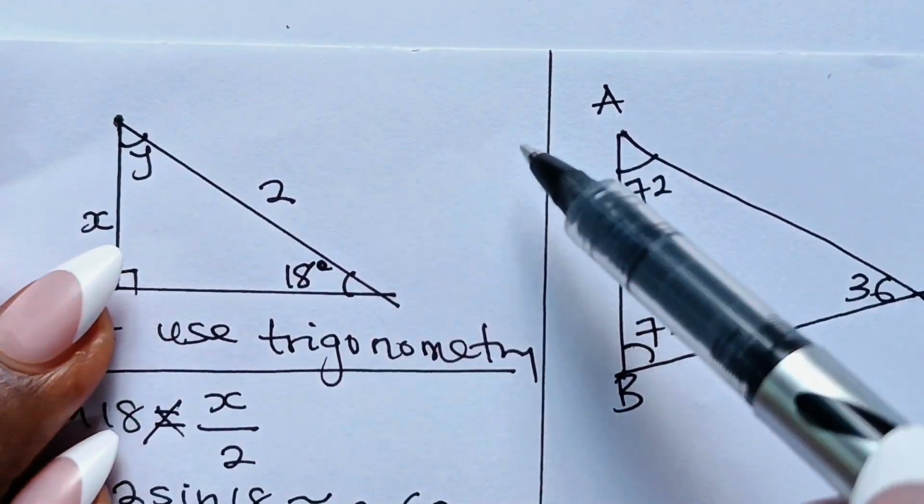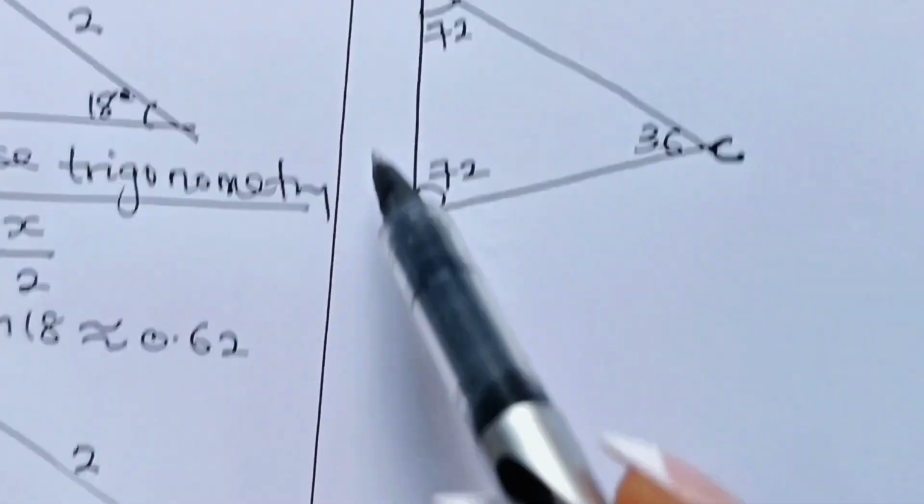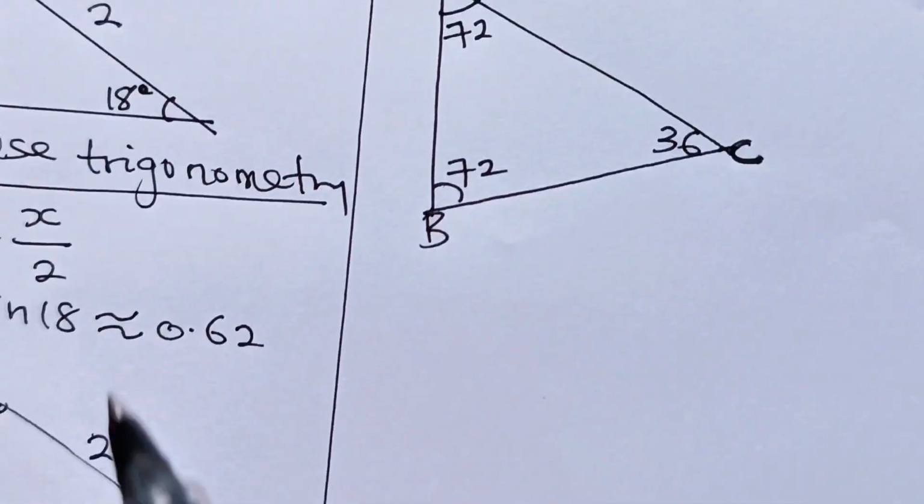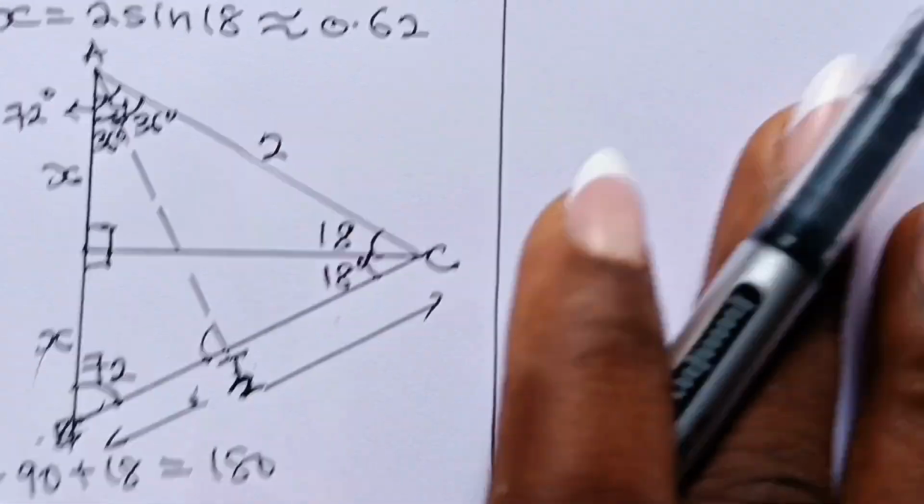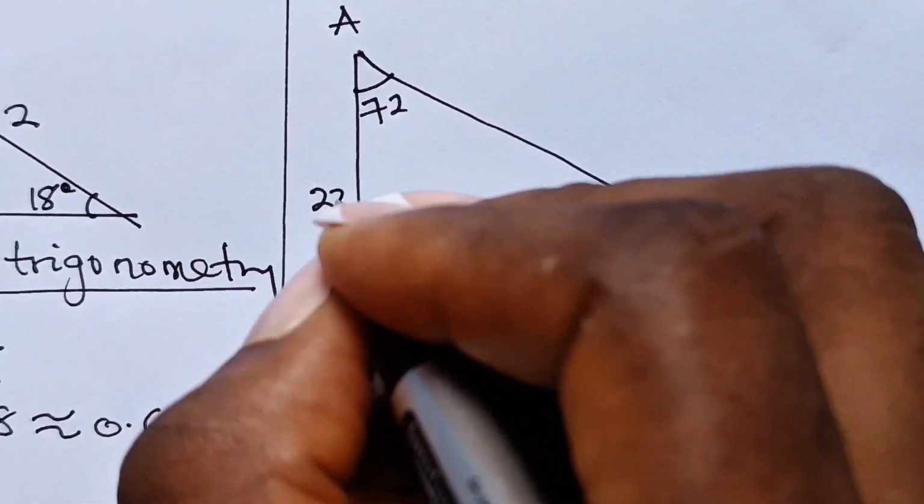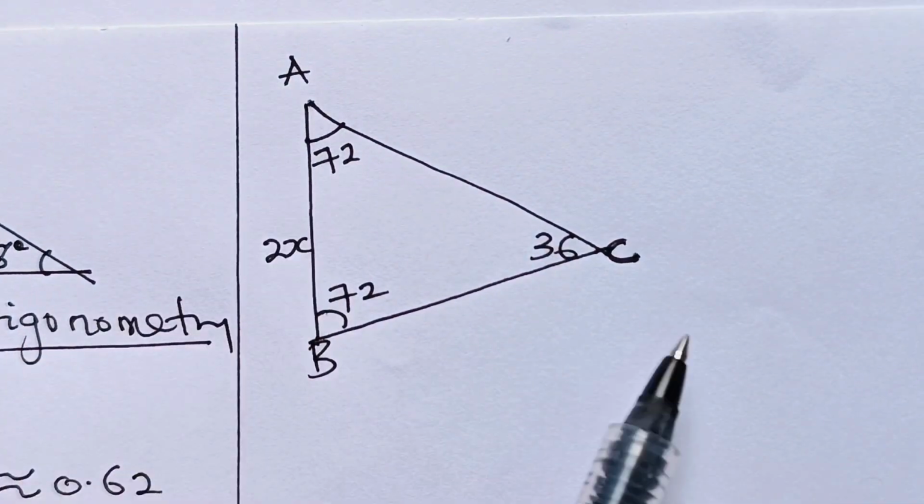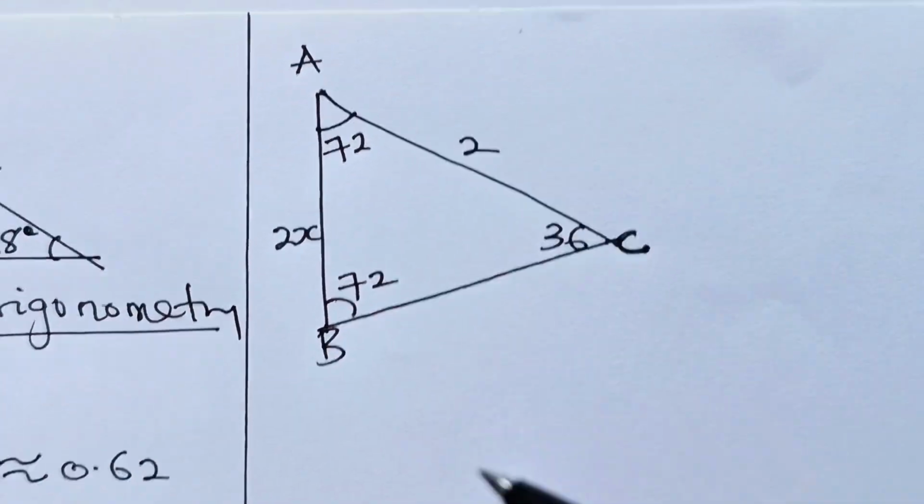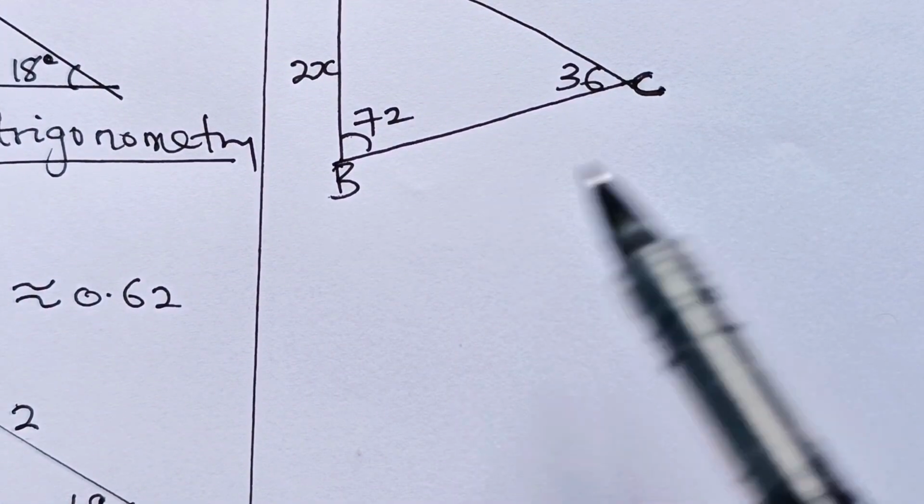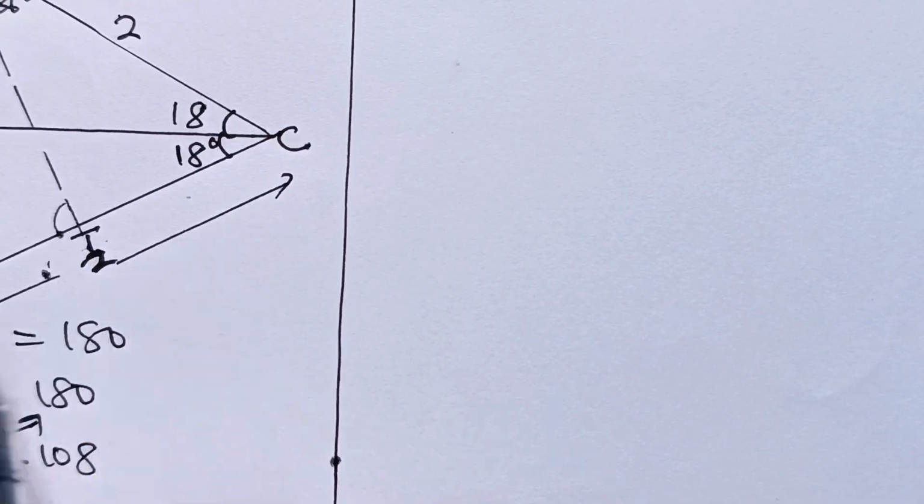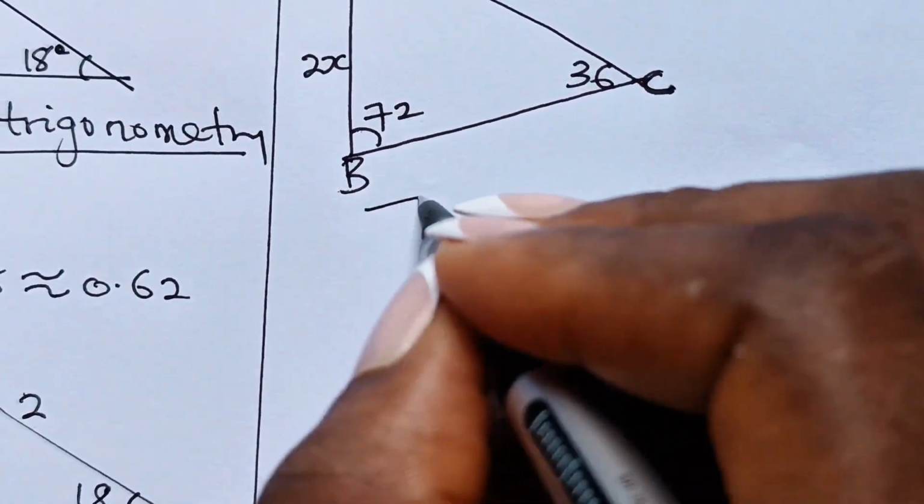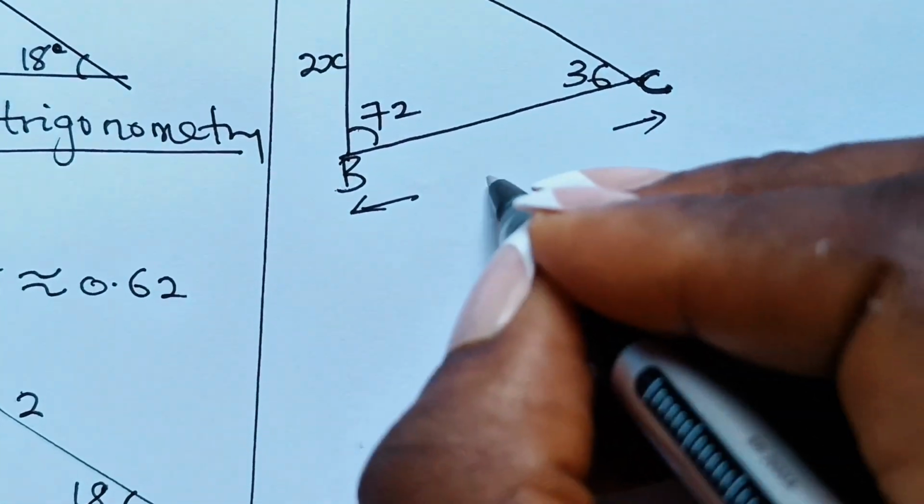Now from here to here, that is AB is 2x. You can see that from here. So we have 2x here. Now here to here is 2. Now BC, we also got BC to be 2. Okay, BC is 2 as well. So from here to here is 2.